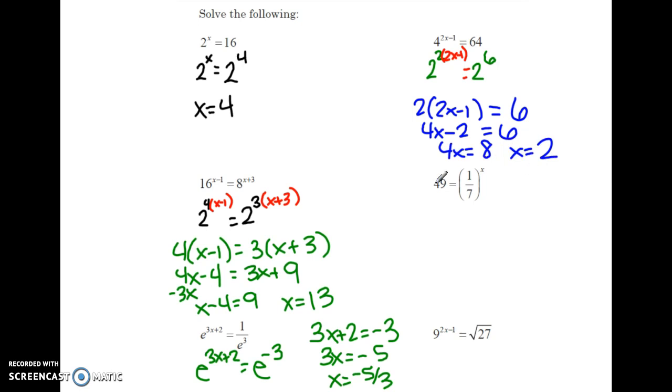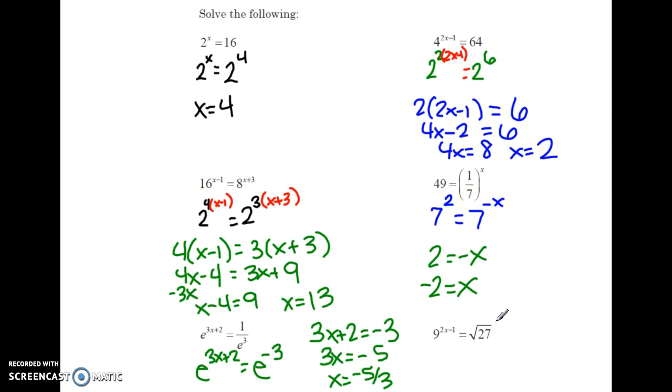Alright, next one, 49. The prime there will be 7. 49 is 7 squared equals, I need this to also be 7 to some power. Because this was a fraction, I'm going to change it to a negative exponent. So it's going to now be a negative x exponent. Okay, so now same base, set the exponents. 2 equals negative x. Divide by negative 1, so x must be negative 2. Alright, next problem. Looking at this problem, I see something really different about it.